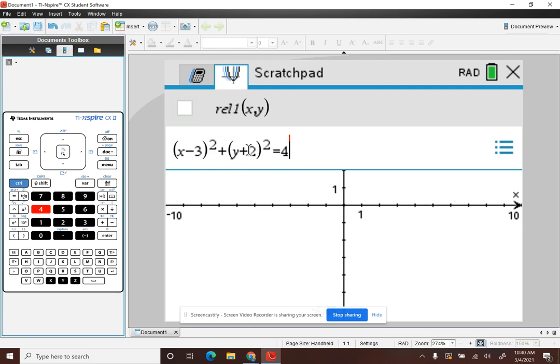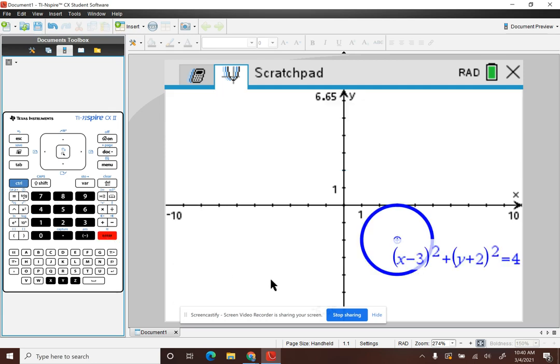And in relation mode, you can literally type in an equation any way you want. So here's the magic moment. You ready? We hit enter, and voila, there's my circle. And I can see just kind of from looking here that my circle, my center, is over 3 and down 2. So it's at 3, -2.